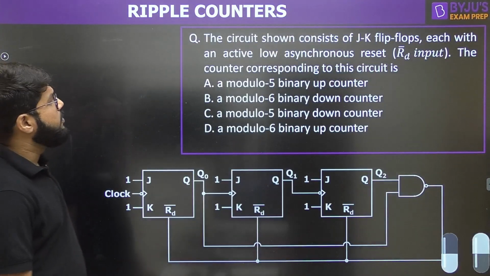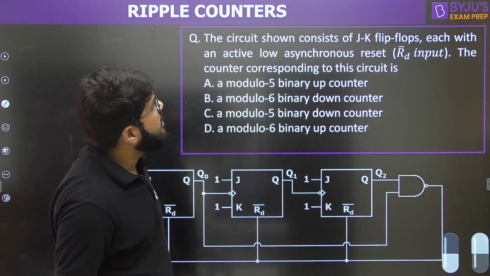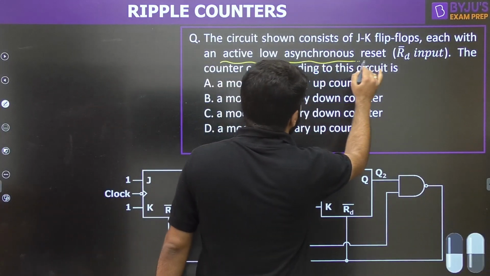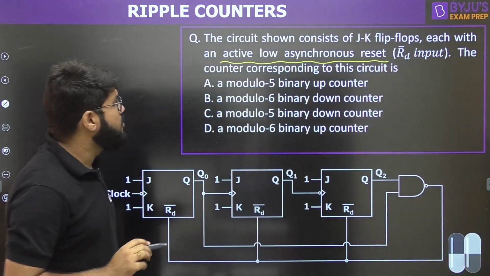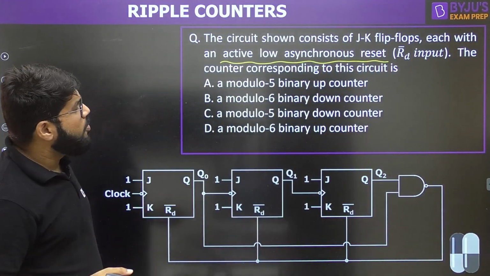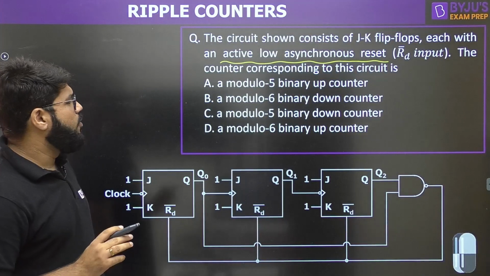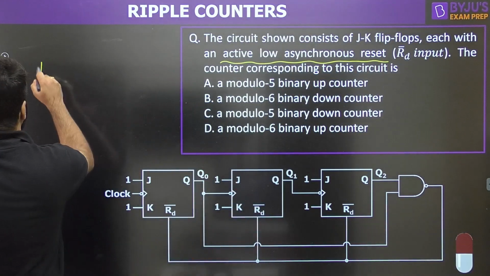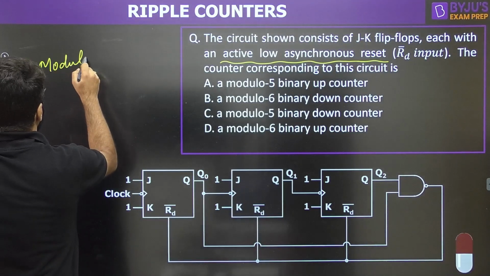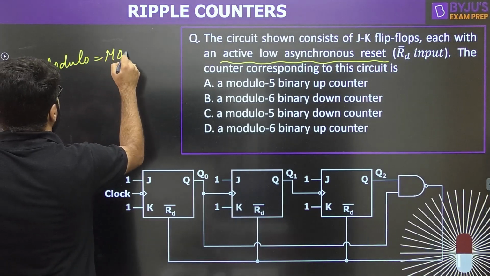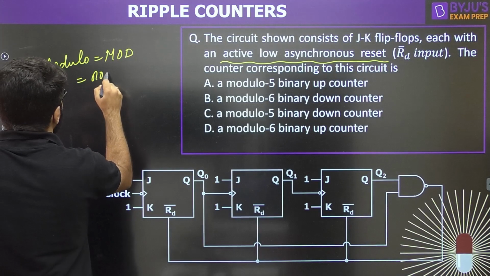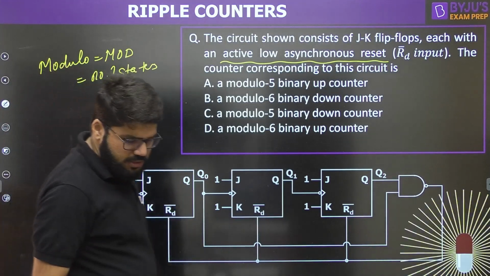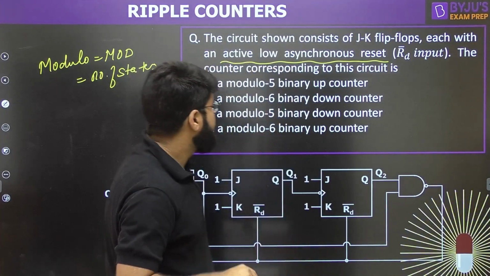Now guys, have a look at this. The circuit shown consists of JK flip-flops, each with an active low asynchronous reset pin. I will explain this one also. The counter corresponding to the circuit is what type of counter? Modulo 6, modulo 5. Modulus is mod. These are basic counter terms. Modulo, also known as mod, is equal to the number of states of the counter.